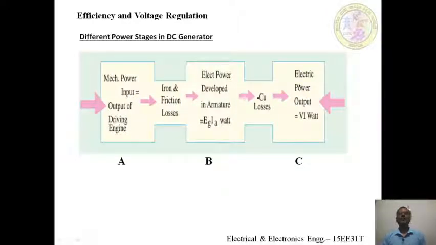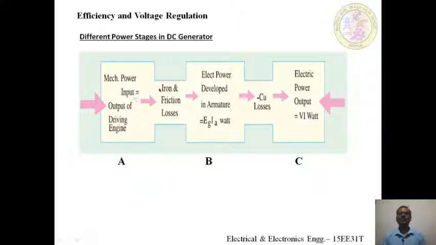The different power stages in DC generator. You know that the input to the DC generator is the mechanical power and we get the electrical power at the output terminal of the DC generator. This can be divided into various stages. That is, the mechanical power input is given to the armature. Out of that, some loss takes place in the armature itself. That is called magnetic loss and mechanical loss, that is iron and friction losses.